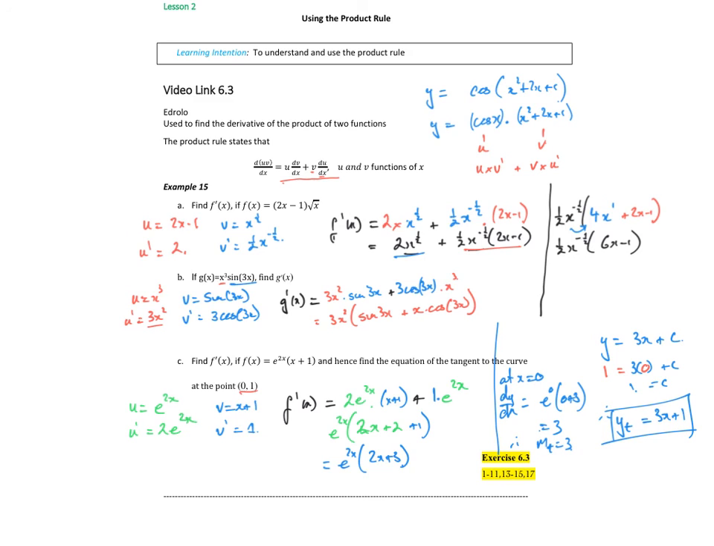So the applications are exactly what we've been doing in the past. We might need to find a normal line, a tangent line, a maximum or a minimum, which means we need a derivative. Anything to do with the gradient of the function means we need to find a derivative. So what we're looking at now is just different ways in which we can find the derivative.